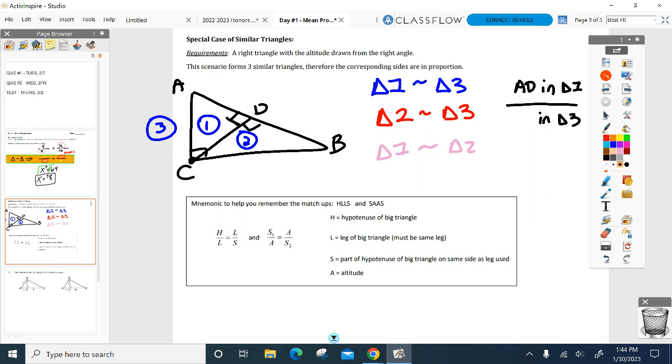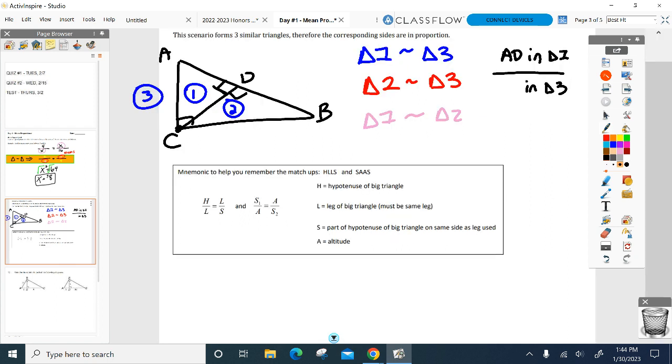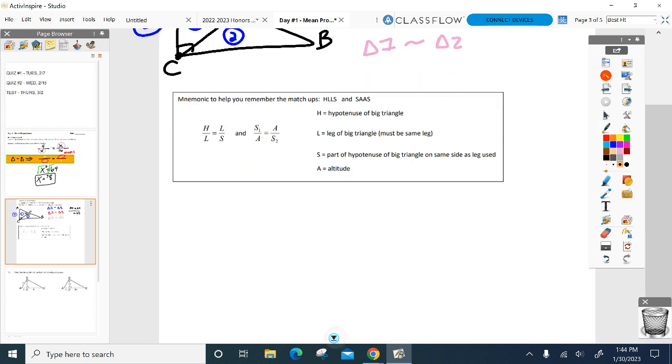Today, I am going to give you 2 devices that will help you match up these sides appropriately and correctly. The first device I'm going to give you to match up the sides is called HLLS. It doesn't have an I in it. All right, you see what I mean. How do I use this, HLLS, to match up sides? It tells me how to set up the proportion.